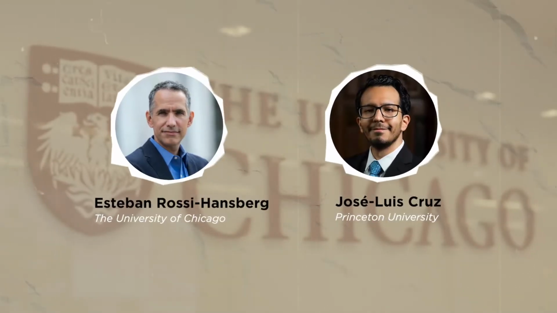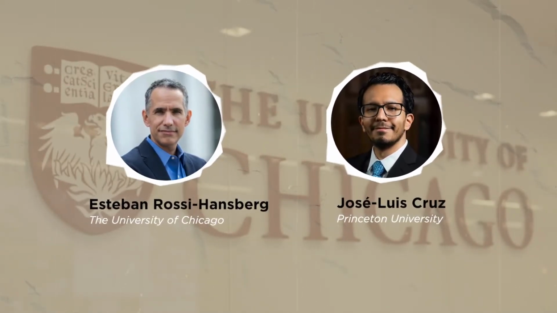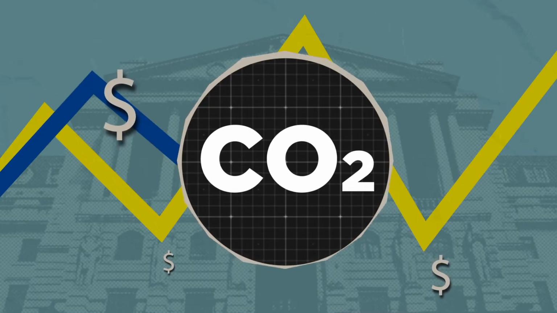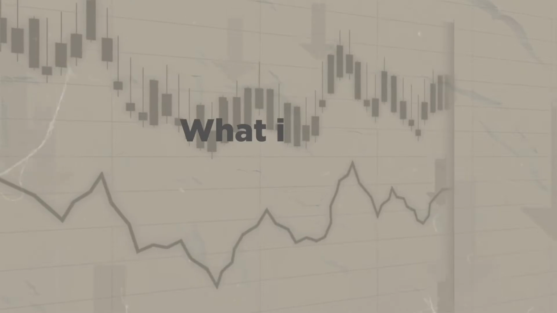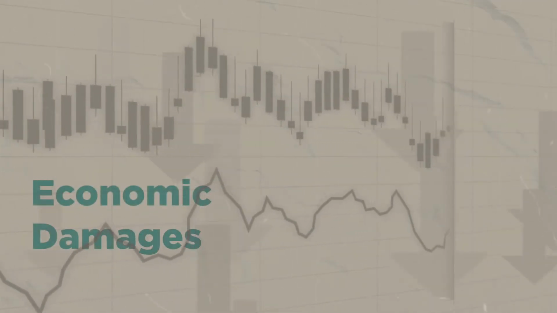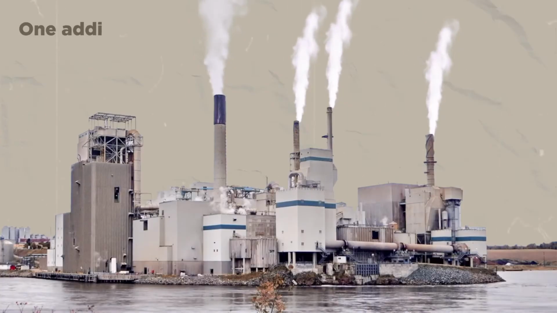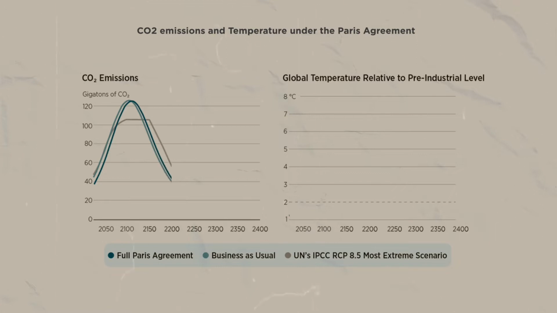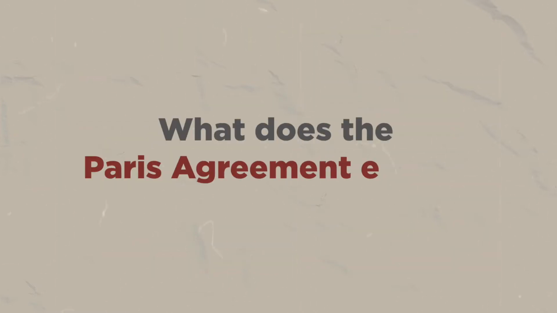University of Chicago economist Esteban Rossi-Hansberg and Princeton University economist José-Luis Cruz recently examined this local social cost of carbon. The social cost of carbon is an estimate of the economic damages that would result from emitting 1 additional ton of carbon dioxide. They studied how the cost compares to the commitments that nations made to reduce their carbon emissions under the Paris Agreement.